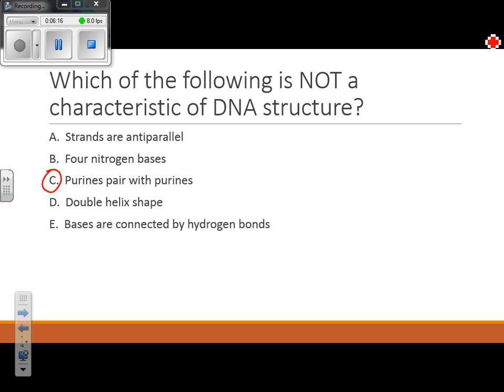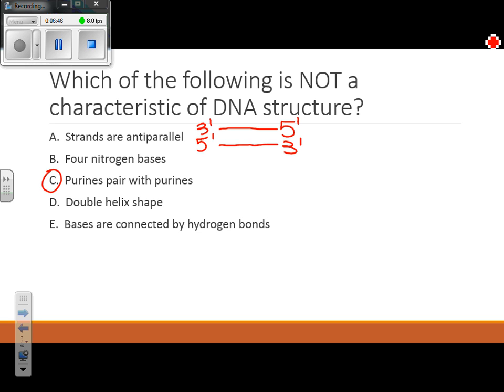Hopefully you chose C here. The strands are anti-parallel, and what that means is if you have DNA that's running in the 3' to 5' direction, the other strand runs in the 5' to 3' direction. So they are running in opposite directions. This is referring to the sugar phosphate backbone orientation, and that's just what we call them.